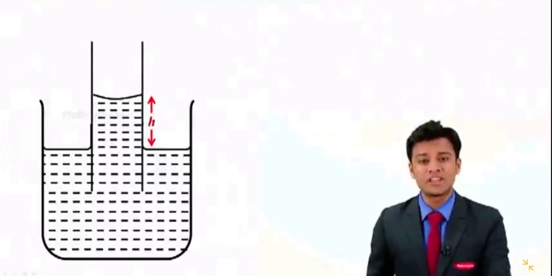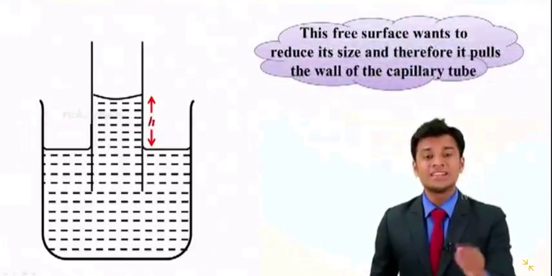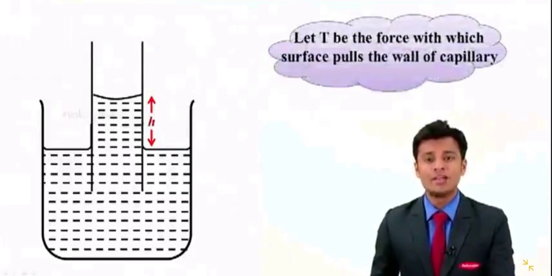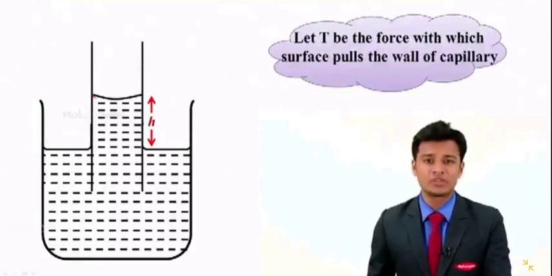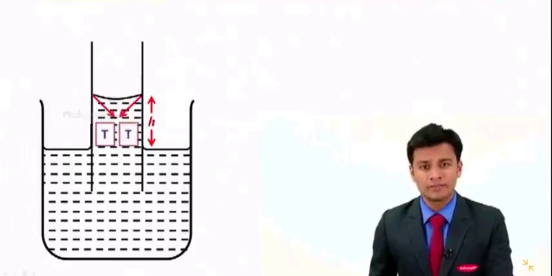Now this is nothing but the free surface and it wants to reduce its own area. So I say that this free surface wants to reduce its size and therefore it pulls the wall of the capillary tube, and this force, let us say this is nothing but the surface tension force, that is T, something as shown inside the figure.